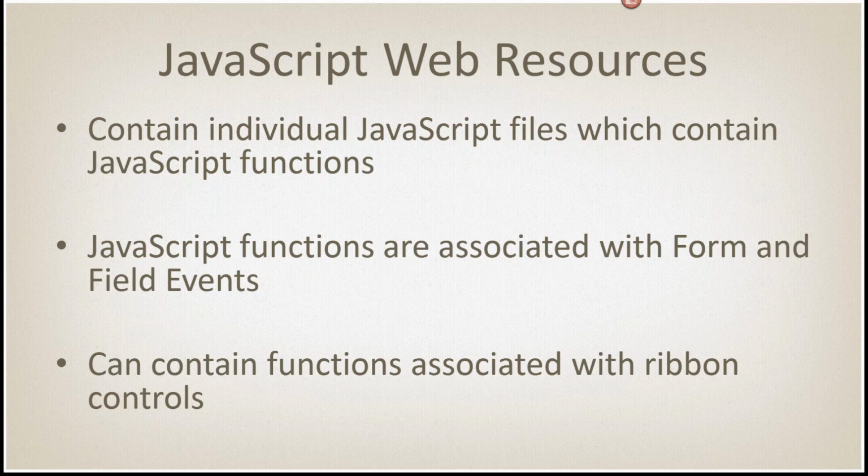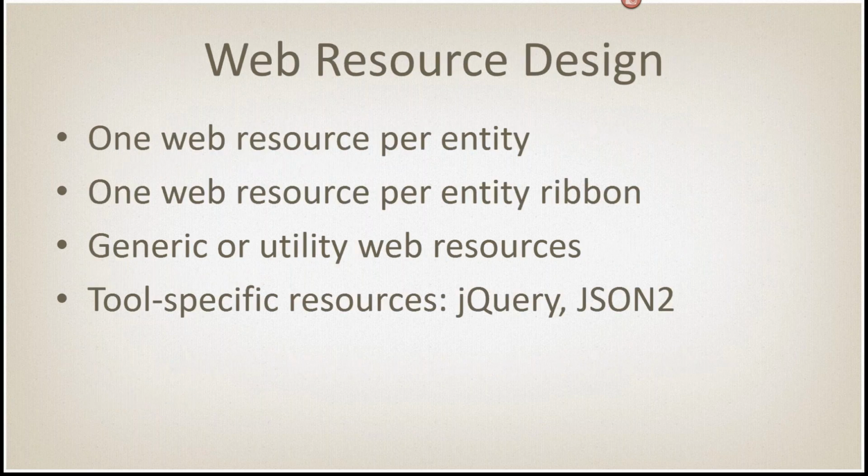So the idea here is that we create one web resource per entity, like account, we'll get to that in a second, and one web resource per entity ribbon. And by the way, if I keep saying web resource, I will turn into Elmer Fudd. Just to give you a warning right now, so I apologize about that up front.